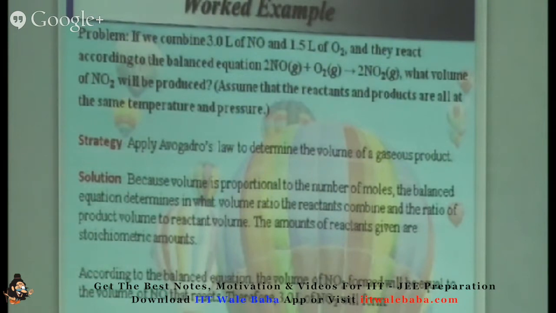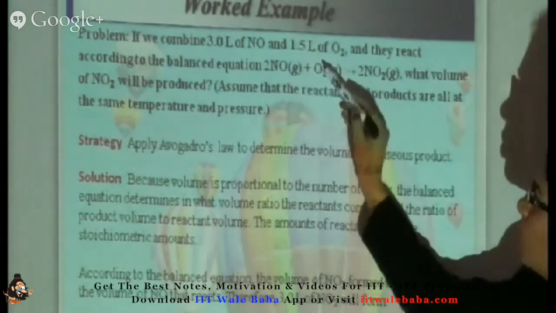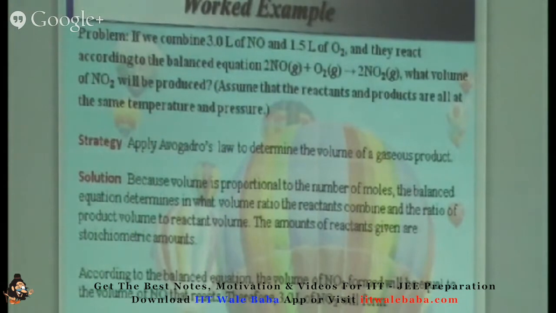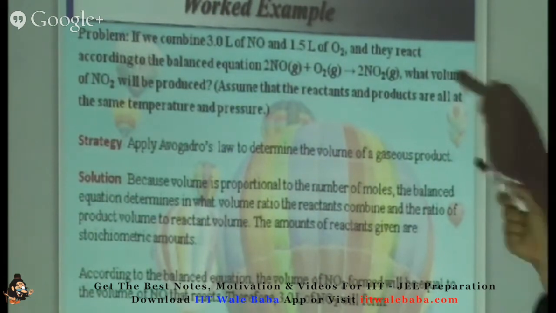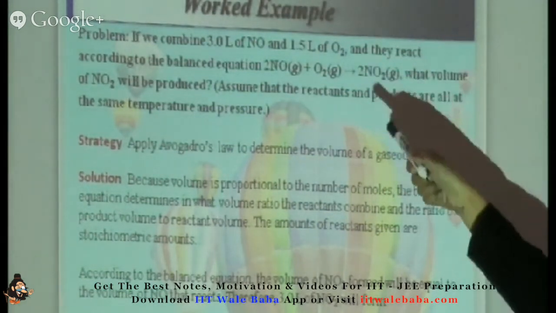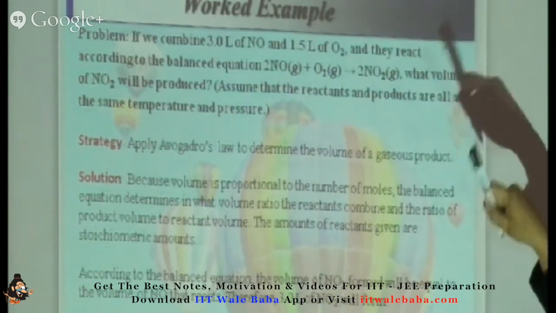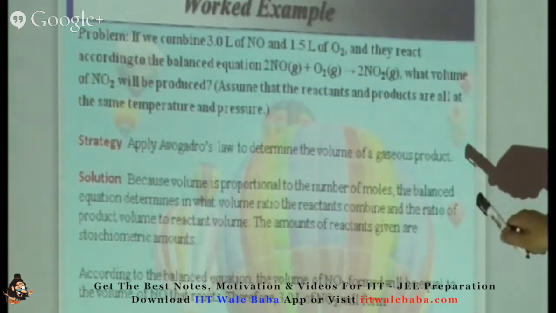See, because volume is proportional to number of moles, right? So in the balanced equation, the stoichiometric coefficients, I hope you understand stoichiometric coefficients, these coefficients, 2 and 1 here and 2 here, indicate the number of moles which are reacting together in order to make NO2. So their volumes would also be, because volume is directly proportional to what? Number of moles. Since the number of moles being reacted is indicated in this chemical equation, you can also say that their volumes would also be in this ratio, right?